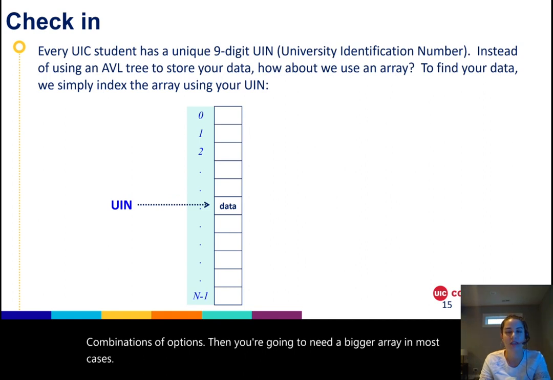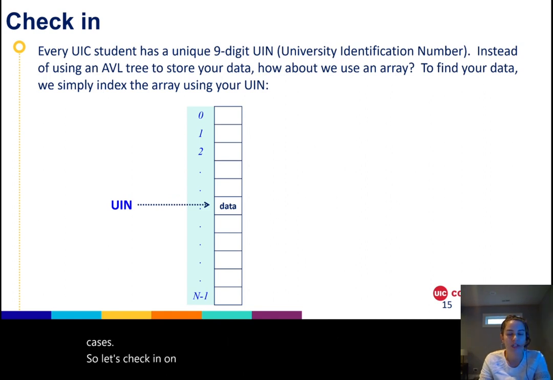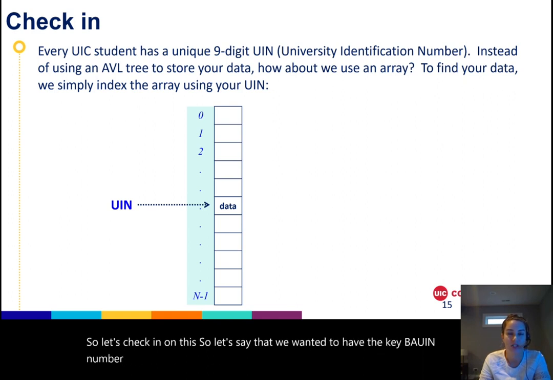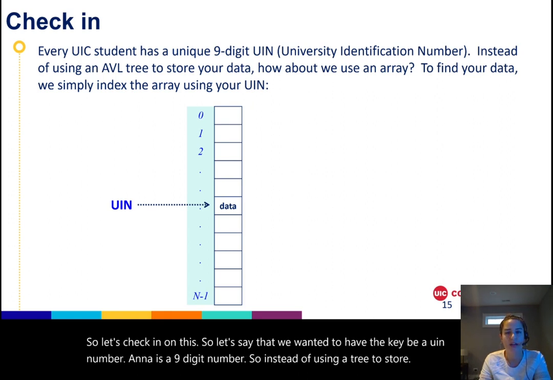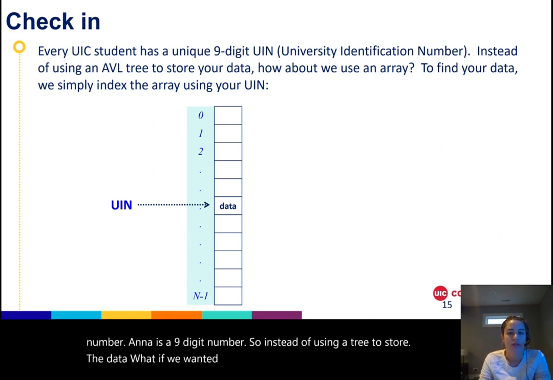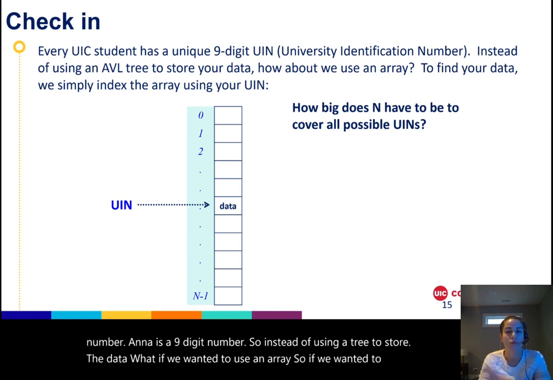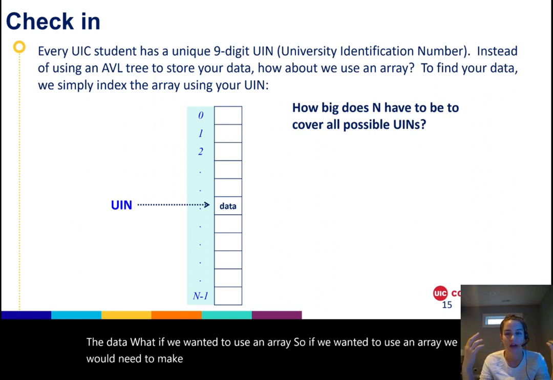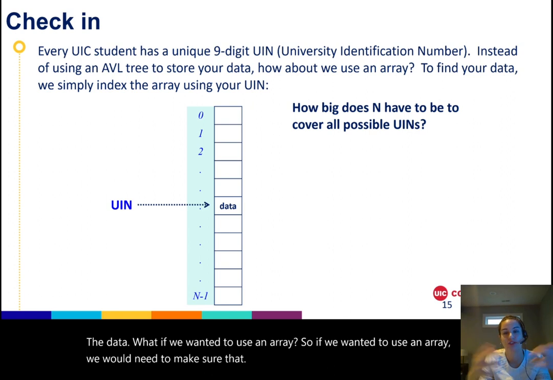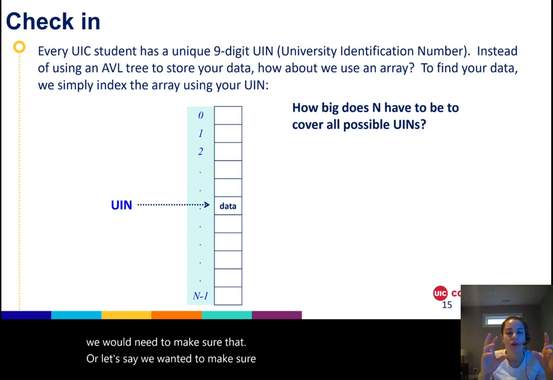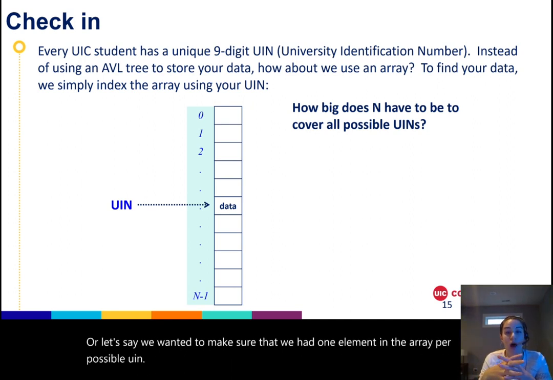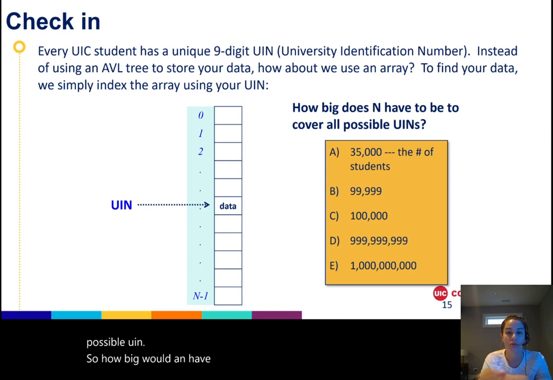So let's check in on this. Let's say that we wanted to have the key be a UIN number, and a UIN is a 9-digit number. So instead of using a tree to store the data, what if we wanted to use an array? Let's say we wanted to make sure that we had one element in the array per possible UIN. So how big would n have to be in order to cover all possible UINs?